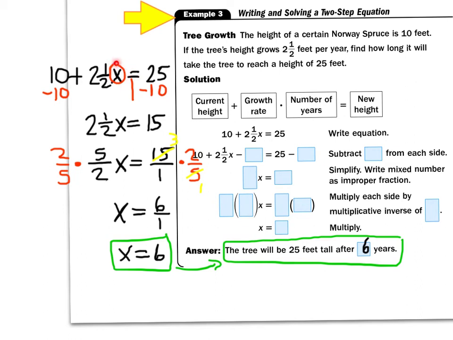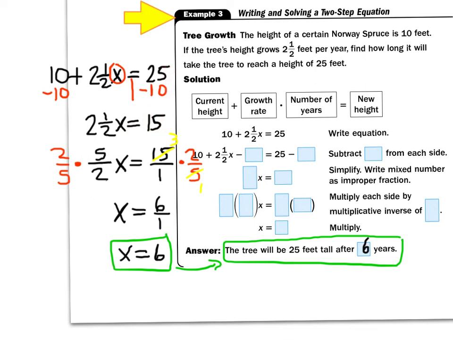So now I circle the variable, bring down the wall. I have to destroy what's being added first. So I'm going to subtract 10 on both sides of the equation. So 10 minus 10 destroy each other. I bring down the 2½, I bring down the x, I bring down the equal sign, and of course 25 minus 10 gives me 15.